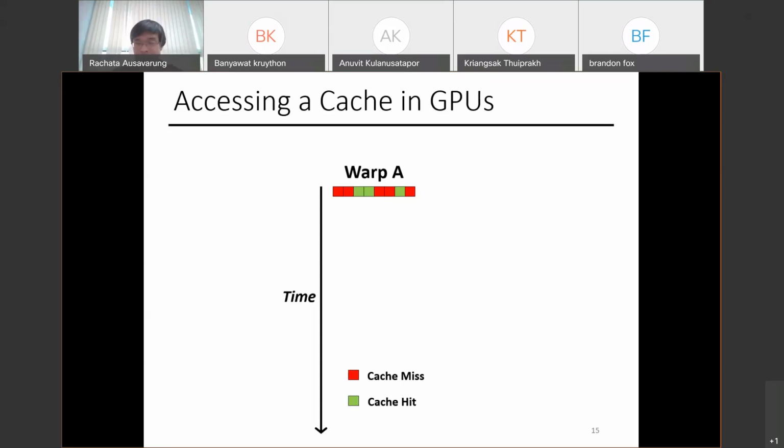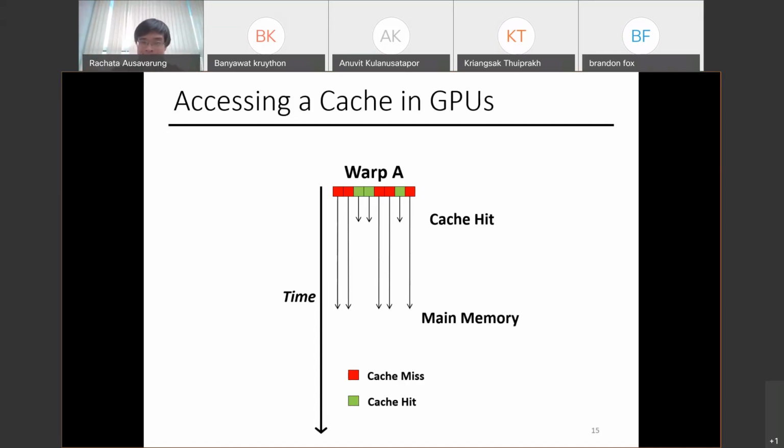If you look at the time, what will happen to the blue things? If I issue a cache hit request, it's going to get the data first, right? Any questions so far? The green boxes will get the data first. Any question here so far? Then the red box, which gets the data from the main memory, will take the data from the main memory.